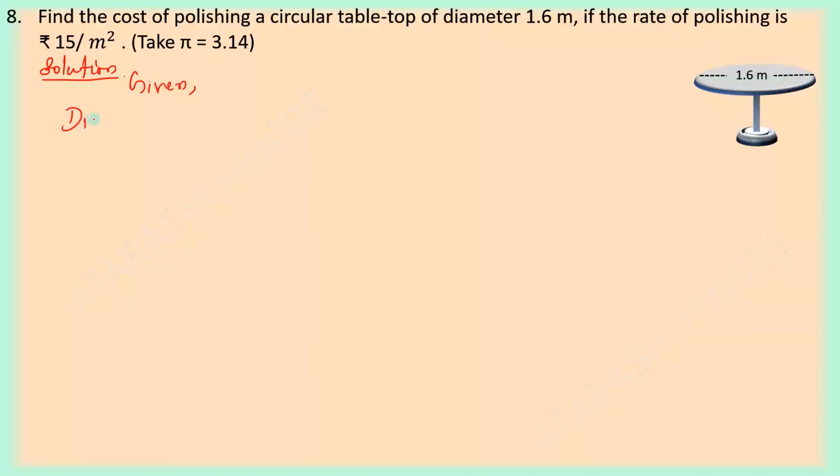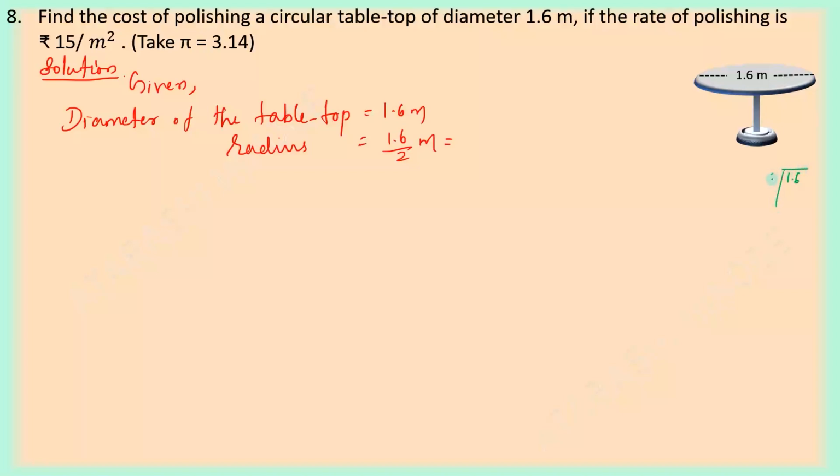It is given, diameter of the tabletop equal to 1.6 meter. Therefore, radius equal to 1.6 divided by 2 meter. That is equal to, now let us divide 1.6 by 2. That is 1.6. Since 1 is less than 2, here we have to take 2 digits, that is 16. But before 6, there is a decimal. So, here also put the decimal.